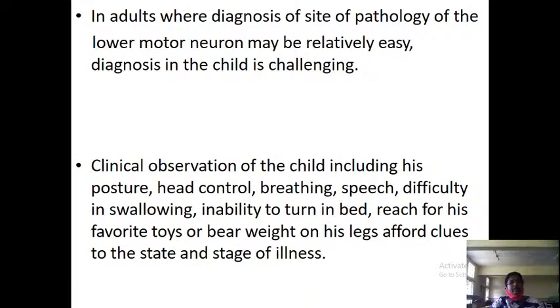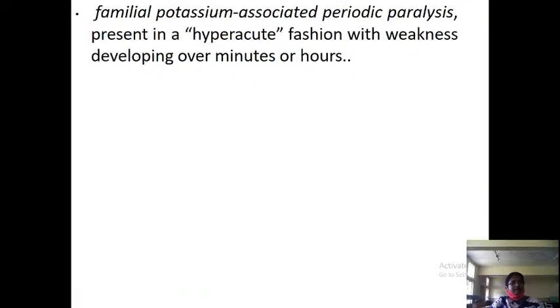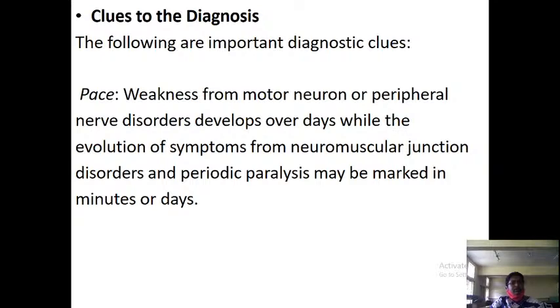So all these things you will ask in the history, and then you have to ask about autonomic features. Is he having any urinary bladder retention, or sweating? Does the mother feel that there is an increase in the heart rate? So you can ask for such features also by history.